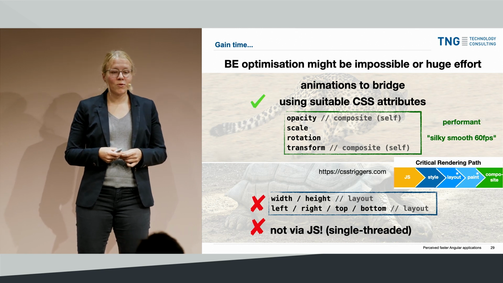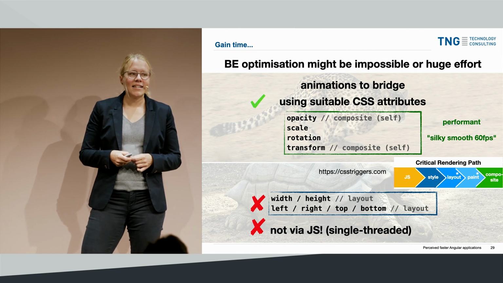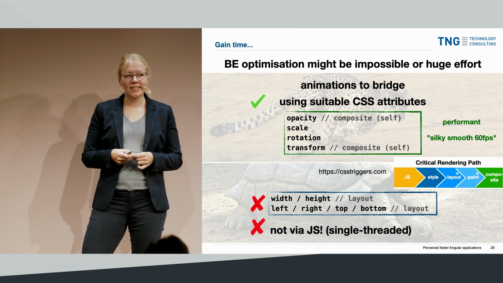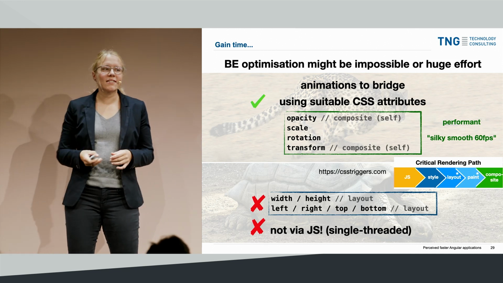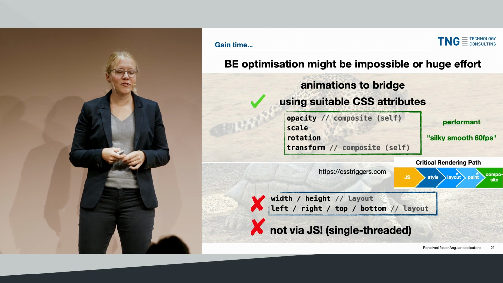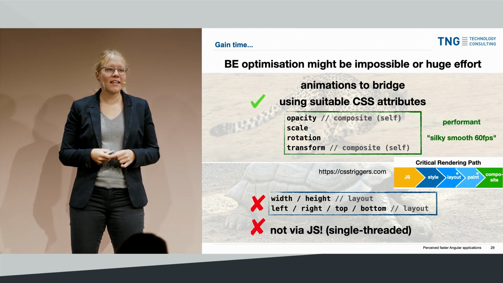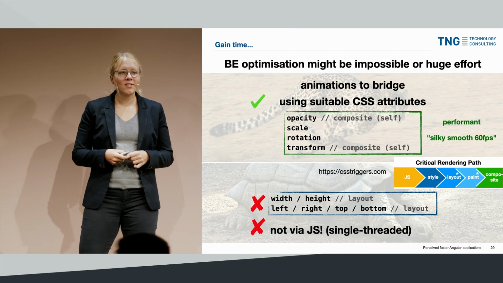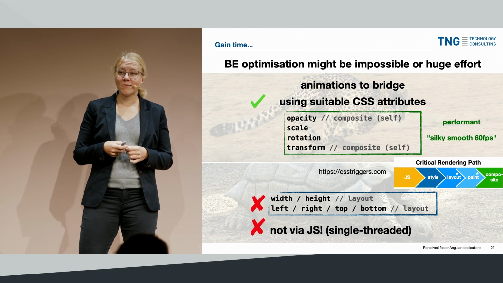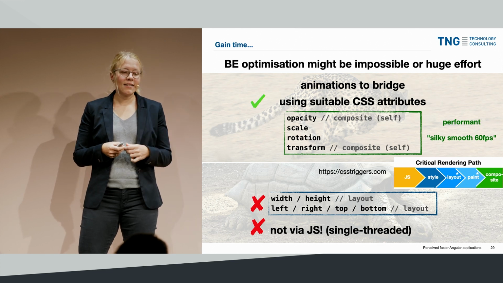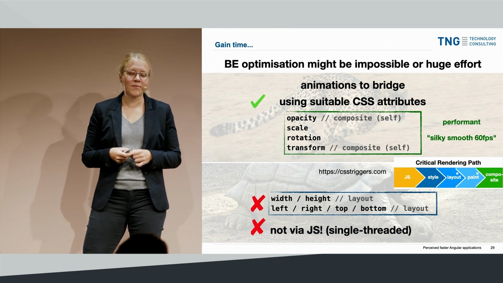And just a word of warning, there's a nice page, csstriggers.com, and it tells us which CSS properties we can animate, so change from one value to another within a given time frame. And due to the critical rendering path, there are certain attributes I can animate safely without losing my fluid experience. These are opacity, scale, rotation, and transform.